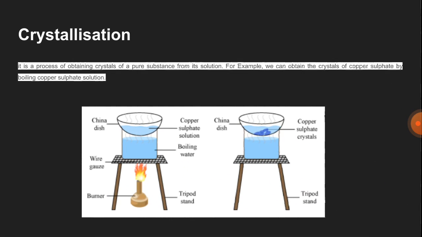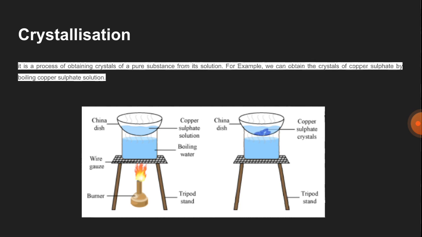Next, what is crystallization? Crystallization means it is a process of obtaining crystals of a pure substance from its solution. For example, we can obtain the crystals of copper sulfate by boiling copper sulfate solution. That only we can get. For example, here I am taking one petri dish. The surface is more big, it is there, no? That one long surface is there, that is called a petri dish. And down one beaker, in that I am taking the water.